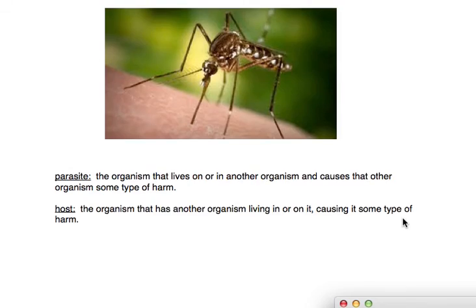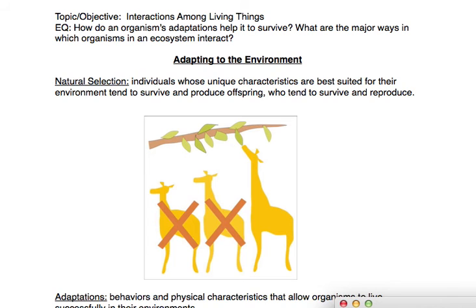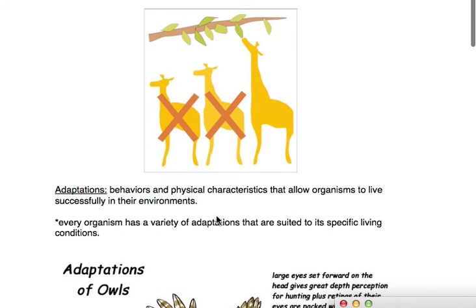And those are all our notes for today. So let's go back to the beginning real quick. Again, our topic and objective is interactions among living things. We talked about how organisms adapt to the environment. And there's something called natural selection, meaning that over time in a species, those particular individuals who have characteristics that make them better suited to their environment and more likely to live will live and reproduce and produce offspring with those same beneficial traits, just like this giraffe with a long neck. Adaptations are specific to individual organisms and their behaviors and characteristics that allow them to live successfully.